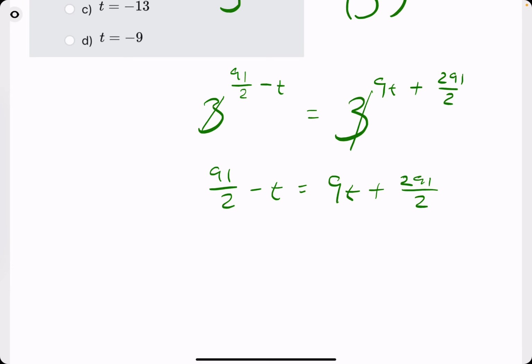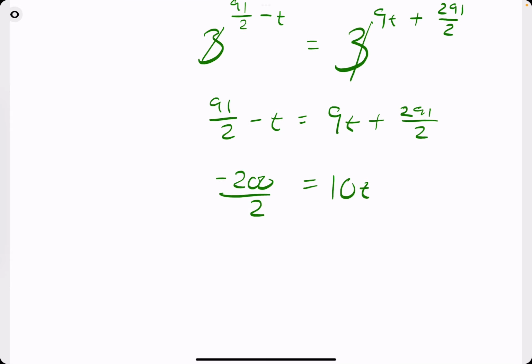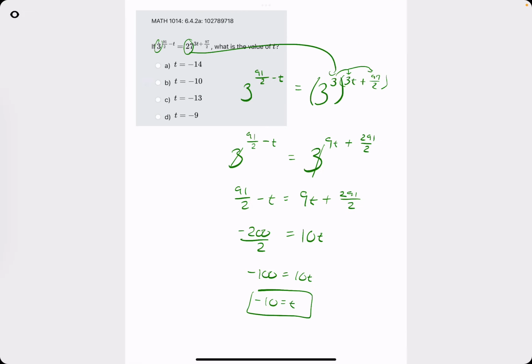Now what can we do here? Let's add t to both sides, getting 10t on the right, and then I guess just subtract 291 over 2 from 91 over 2. So the 2's would kind of cancel. So 91 minus 291, I think that's just negative 200. And then it's still over 2. So let's simplify that. That's negative 100. And that's equal to 10t, so we divide by 10. And we get negative 10 is equal to t. That's option B. We break out the eraser to see that B is our answer.